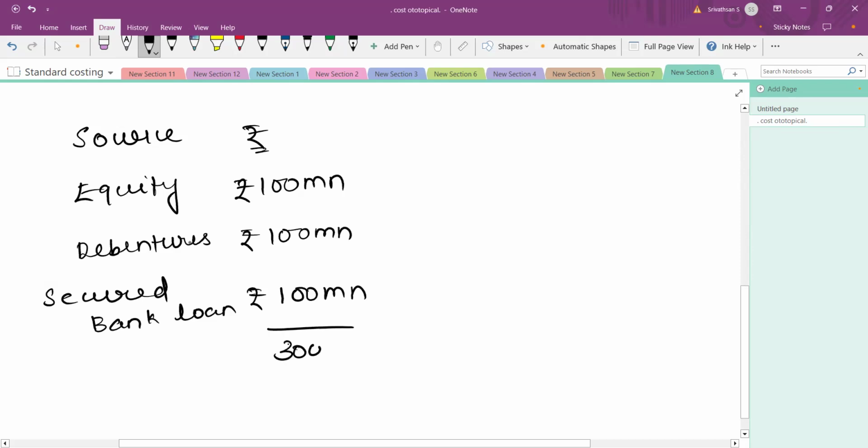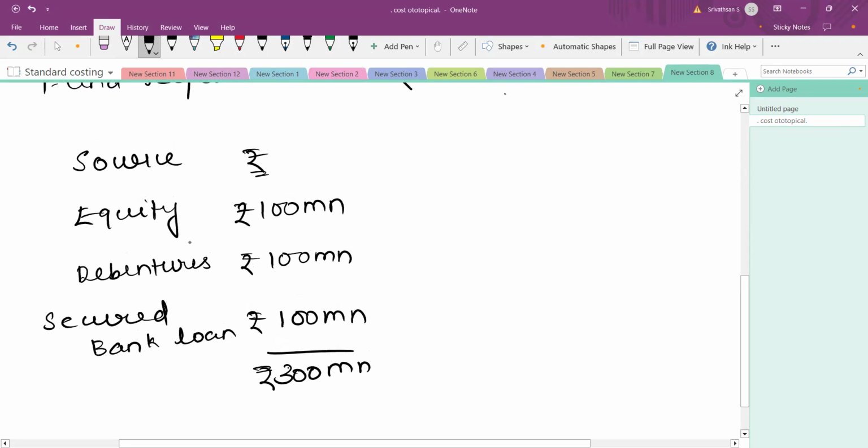So the total fund is 300 million rupees. Here, for the sake of simplicity, we have ignored preference shares. So there are only two major sources of finance: one is equity and the other is debt. Both debenture and bank loan are a form of debt, and equity is the equity share capital, right?